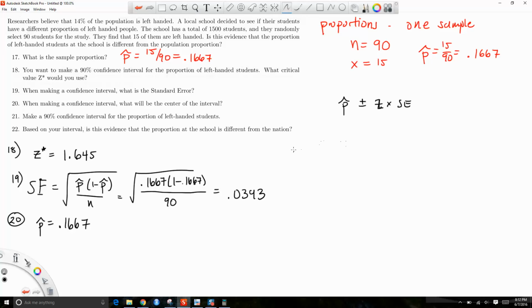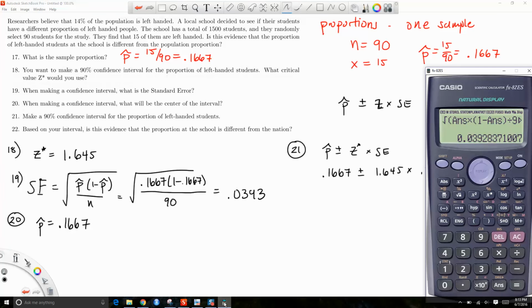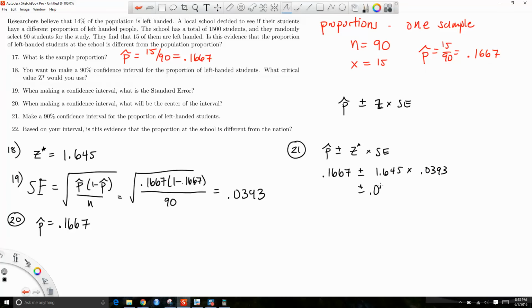Still good? Okay, so 21, make your confidence interval. Now we're going to plug the values into p hat plus or minus z star times the standard error. So I've got 0.1667 plus or minus 1.645 times 0.0393. Let's see what happens. I'm going to multiply this times 1.645. So my margin of error is 0.0646, and I got 0.1667.